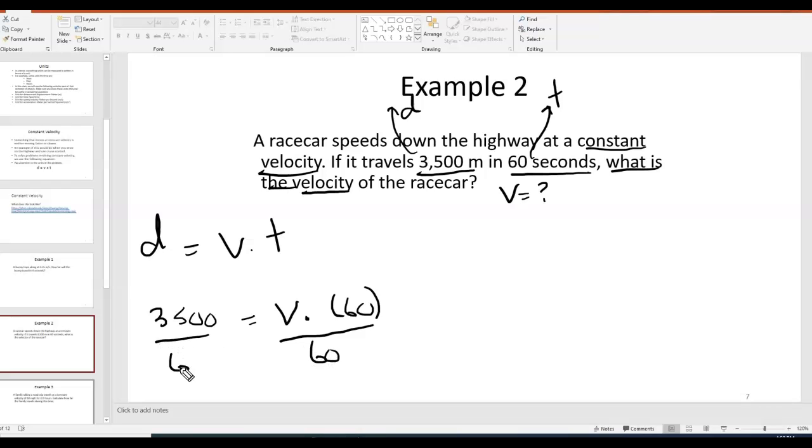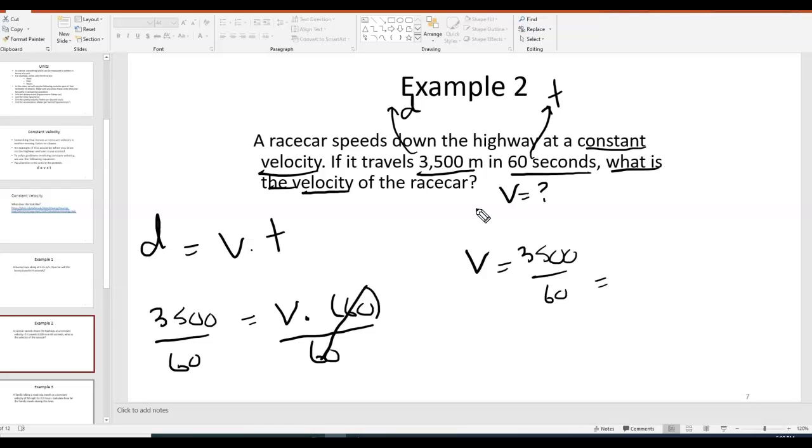Okay, if you're multiplying by 60, you need to divide by 60 to get rid of that. And if you do it on one side, you have to do it on the other side. So the answer to my question, what is the velocity of the race car? V is going to be 3,500 divided by 60.